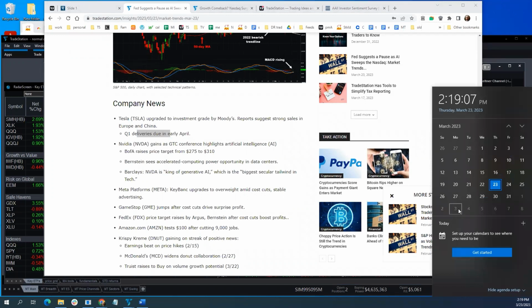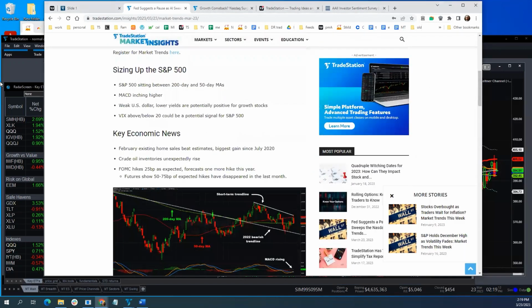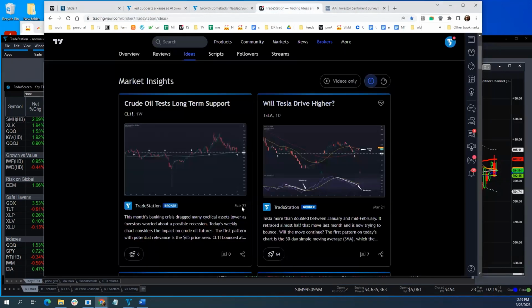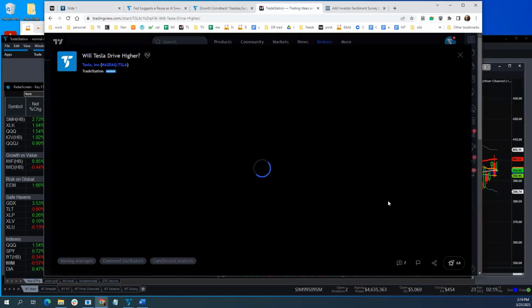That is something else to bear in mind. That is often a positive drag on the stock. To me, Tesla is actually a pretty interesting name. We did an idea on TradingView over here. It worked at the time.